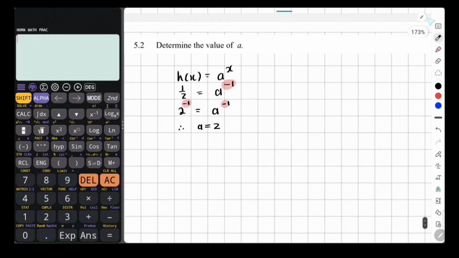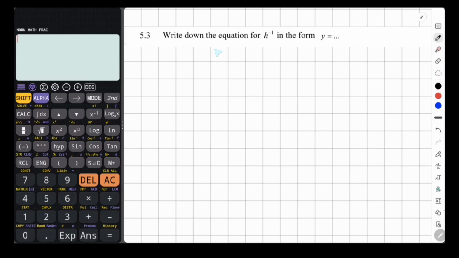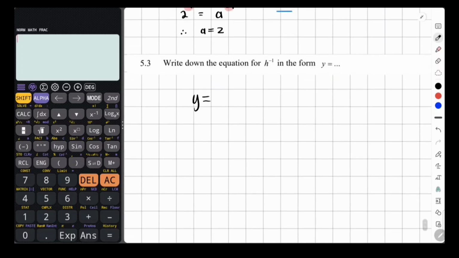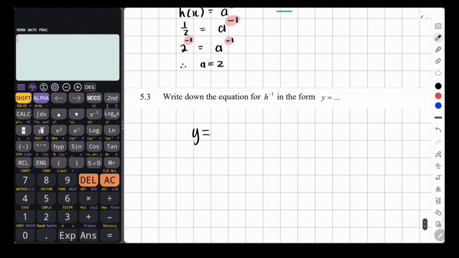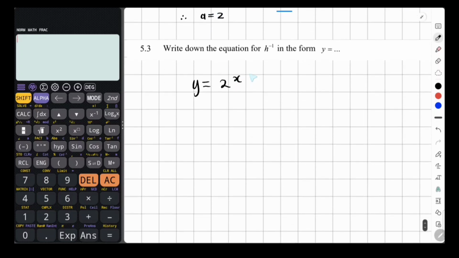Okay, moving on to the next question. So we have to write down the equation of the inverse in the form of y is equal to. So the original equation was y is equal to a to the power of x, but we know what a is now. So that is 2 to the power of x. To write the inverse, first of all, you swap x and y. So in place of y, I'm going to now say x is equal to, and then 2 to the power of x instead turns into y.